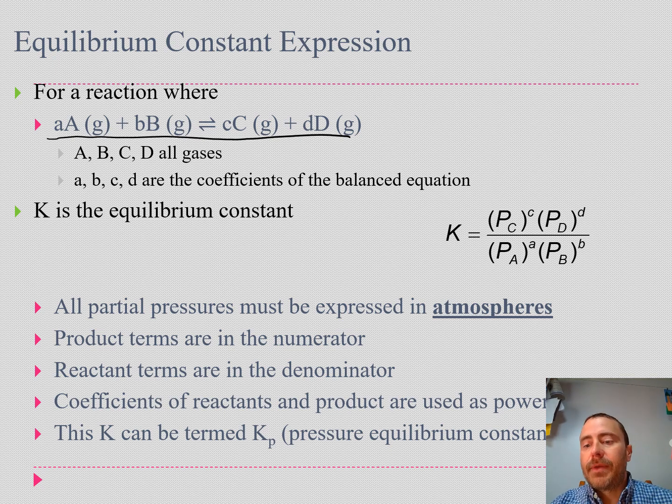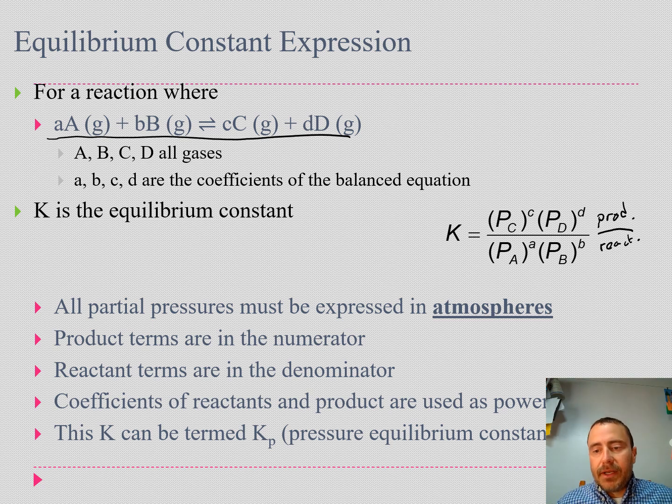Notice that for my equilibrium constant K, we have the partial pressure of C raised to its coefficient times the partial pressure of D raised to its coefficient. Notice that this is products divided by our reactants. And we have to make sure that we raise each thing to the corresponding power that goes with it. In order to use this equation, we are always going to express our pressures in atmospheres.